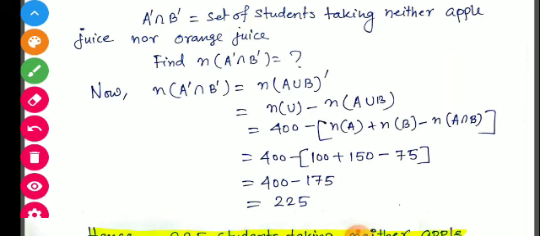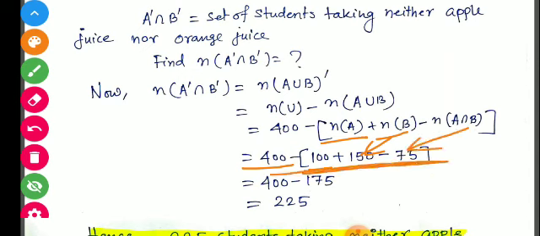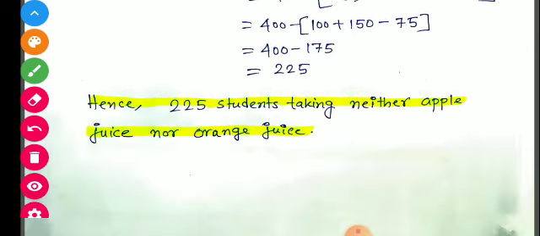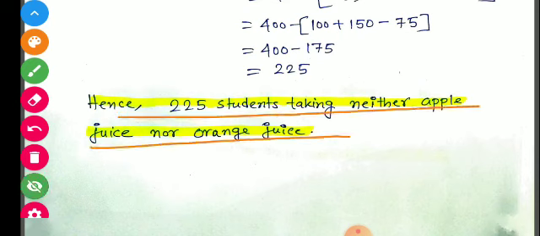Now put the values: 400, then 100, 150, and 75. If you do the calculation, you will get 400 minus 175, that is 225. Hence 225 students are taking neither apple juice nor orange juice.